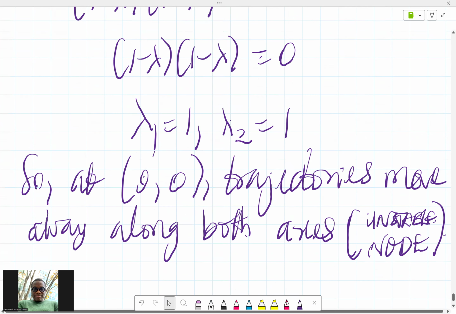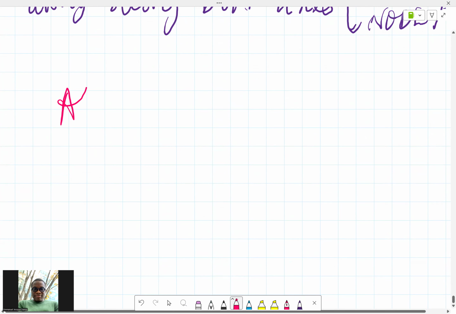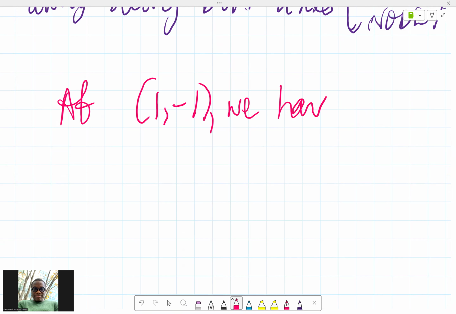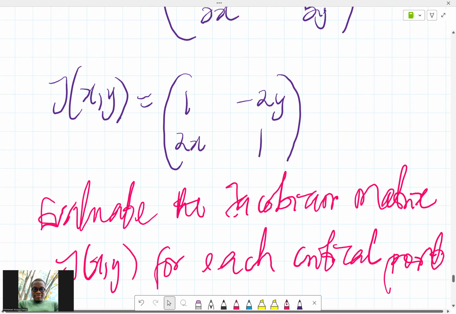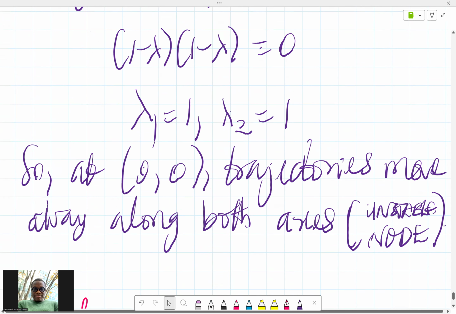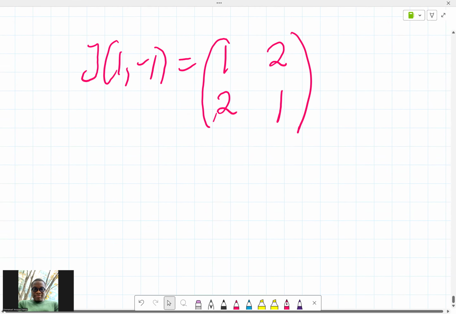What about the other one? Well, at 1, minus 1, we have J of 1 comma minus 1, and that will be equal to, again, y is minus 1, so we have 1 minus 2 times minus 1, that's 2. So we have 1, 2. Then down here is 2x. So 2x is 1, so 2 times 1 is 2. And down here we have 1. Okay, that's what we have.